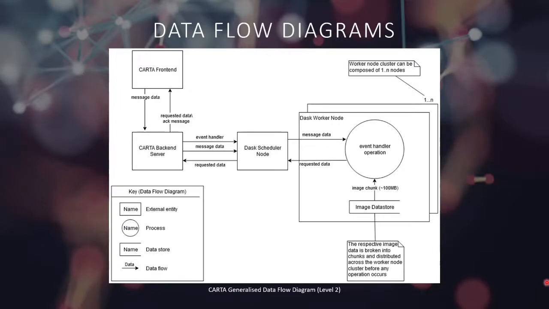The Dask scheduler allows the execution of CARTA operations to be generalized so that the server need only pass the necessary function and data to the scheduler to execute the required operation, as seen in the second level general DataFlow diagram. This generalization will aid the modularity of the backend server and allows for easy expansion of the operation list with minimal code additions.